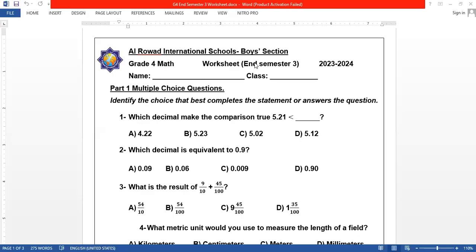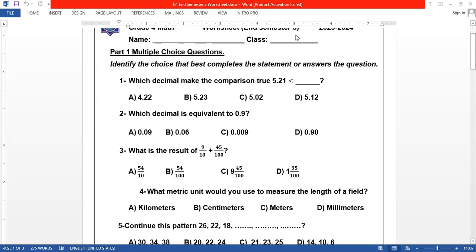How are you, everyone? Today we're going to explain this worksheet for quiz 2, semester 3 for grade 4. Here we start. Part 1, multiple choice questions. Identify the choice that best completes the statements or answers the questions. You have to read carefully.